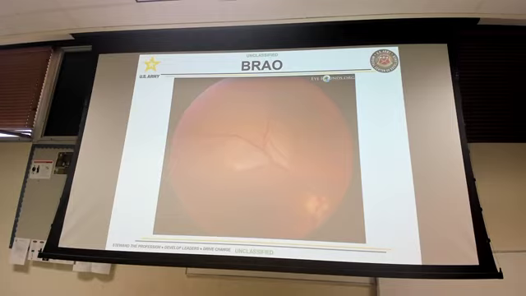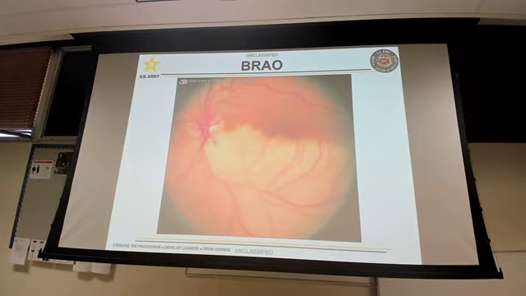In this picture here, you'll just see a slight pallor appearance to the retina, so just right here in comparison. I see it over here. So just a slight pallor look to the retina. And here's a little bit more obvious.